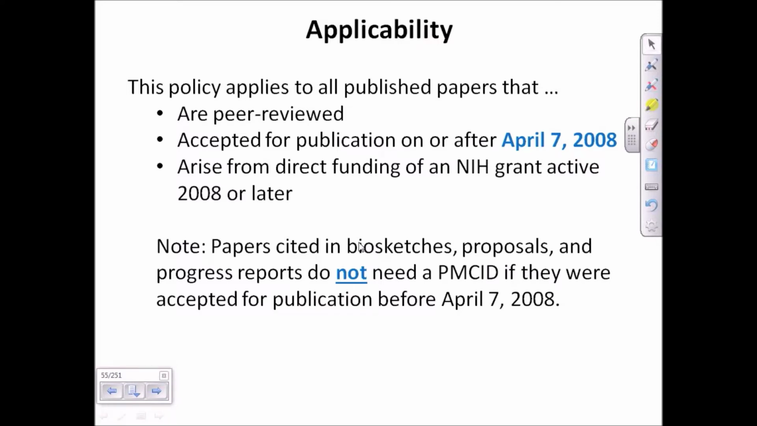Note that papers that you cite in your biosketches, in your proposals, and in your progress reports do not need to have a PMCID number if they were accepted for publication before April 7, 2008. So when you look at a faculty member's biosketch, right, they have their most prominent papers that they're putting forward. You'll see that there's a certain point around the year 2008 where that's when they start adding the PMCID numbers. Before that date, they probably won't. Again, though, it is something that's allowed. If you want to submit your papers, even the ones before 2008, you can do that as well. But it's optional. It's not required.